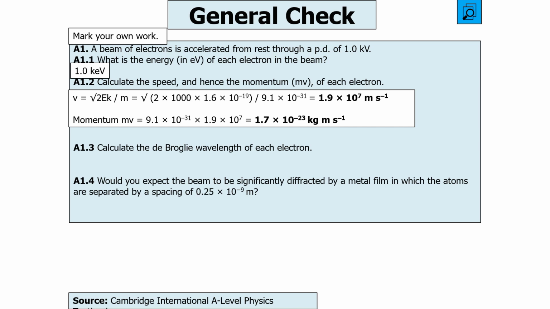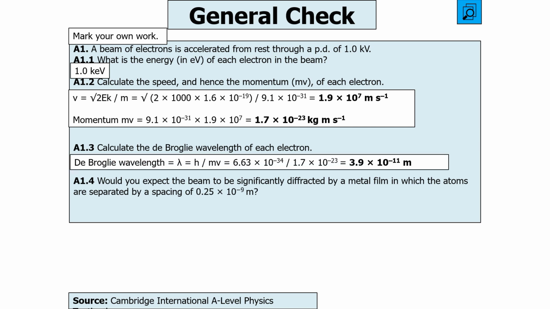Our momentum is mass times velocity. We've just worked out the velocity and we know the mass, so it's 1.7 times 10 to the minus 23 kilograms meters per second. Now the de Broglie wavelength equation, which you're given in your exam, is lambda equals h over mv, h being Planck's constant. We've just worked out the momentum, mv, before, so it's 3.9 times 10 to the minus 11 meters.